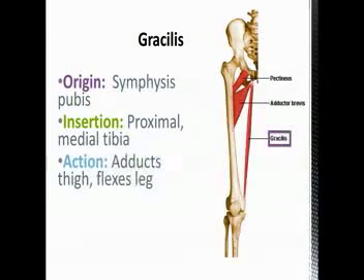Alright, the next muscle we'll look at is the gracilis muscle. It's a relatively long muscle found within the lower extremity. Its origin point is the symphysis of the pubis, and then its insertion point is the proximal medial tibia. Actions of gracilis include adduction of the thigh and flexion of the leg.